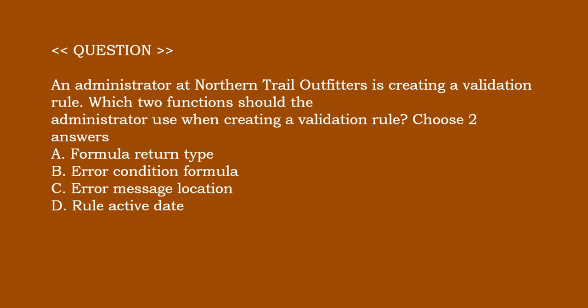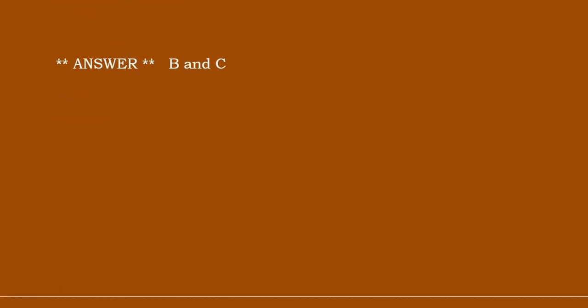Option A, formula return type. Option B, error condition formula. Option C, error message location. Option D, rule active date. Correct answer is option B and C.